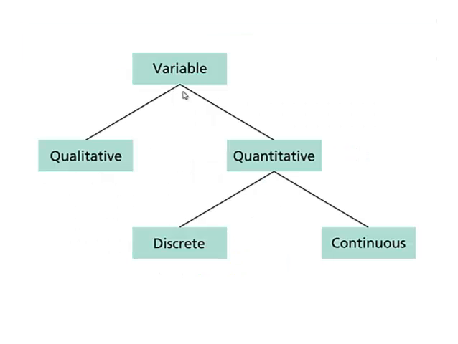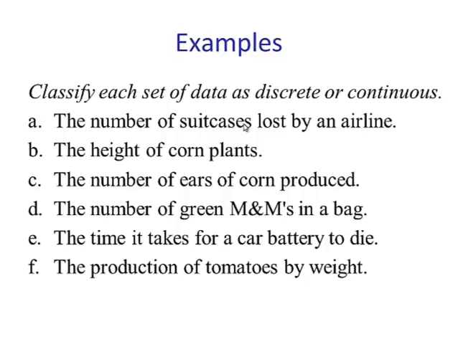Now here's a nice little flow chart. A variable can be classified as qualitative or quantitative. If it is quantitative, a number, then it can be separated into either discrete or continuous. Okay, let's look at some data and classify it as discrete or continuous. Okay, you may want to pause this. The answers are on the next slide.